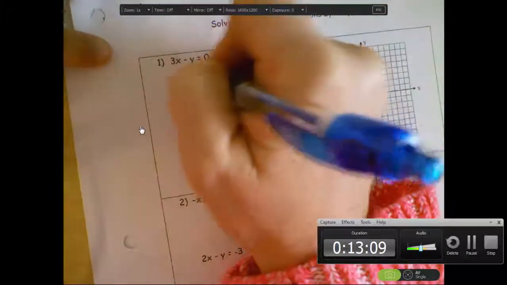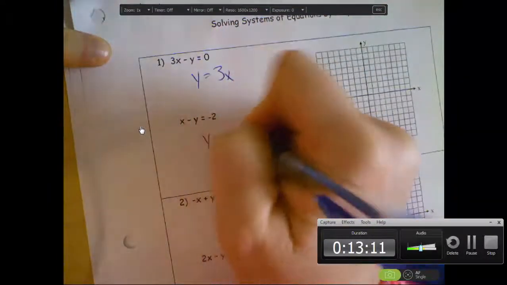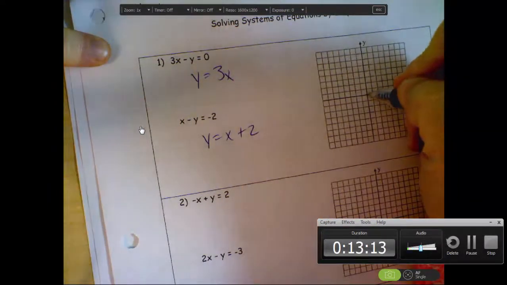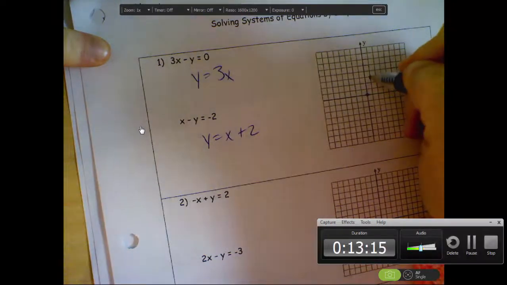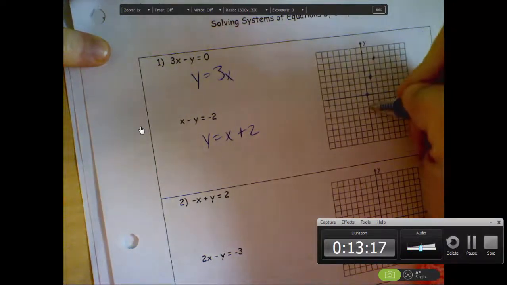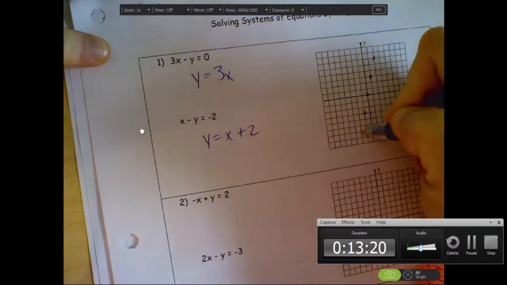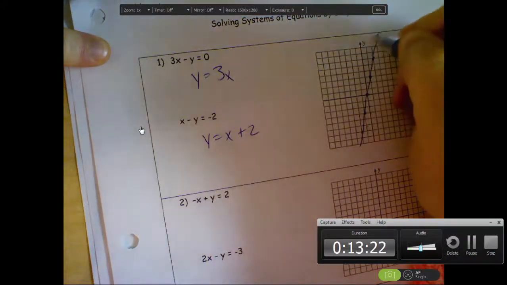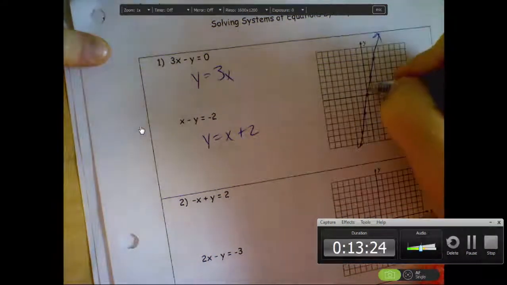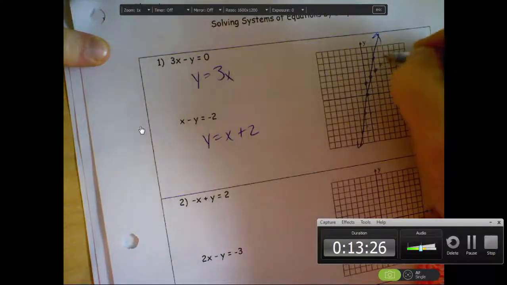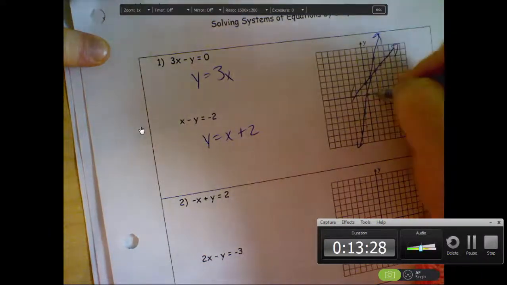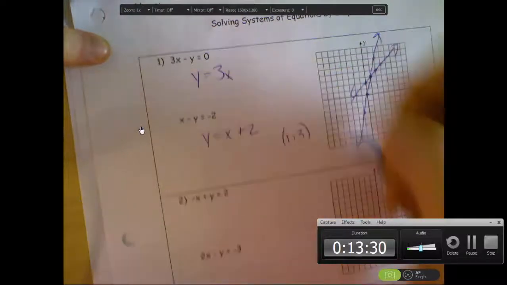Okay, graphing. In order to graph, you have to solve for y. If you still need help solving for y, come see me. 3x goes through the origin, up 3 over 1. Use a ruler, even though I'm not. y equals x plus 2 starts at 2 and goes up 1 over 1. So these intersect at (1, 3).